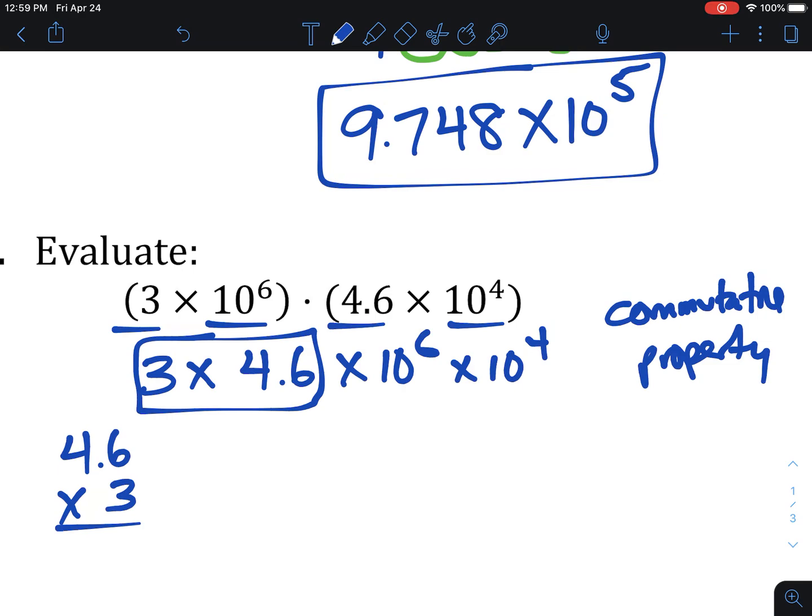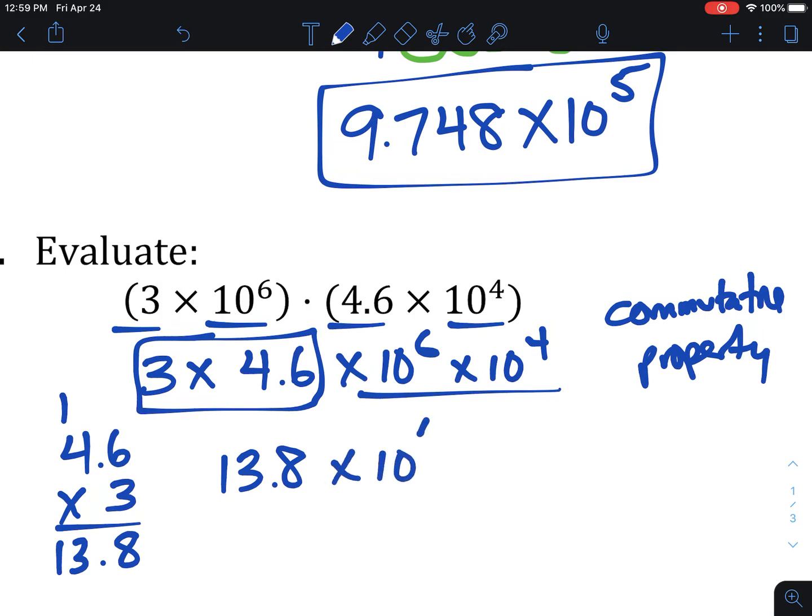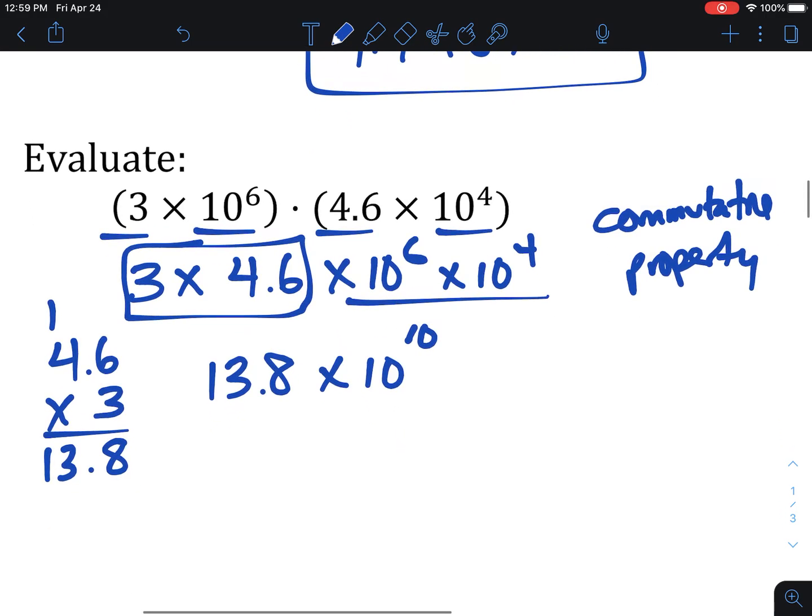So we can just stack those up. 3 times 4.6, well 3 times 6 is 18. 3 times 4 is 12, plus 1 is 13. And there's one decimal, so one decimal in our answer, so 13.8. And then our powers of 10, we just add the exponents, keep the base of 10.